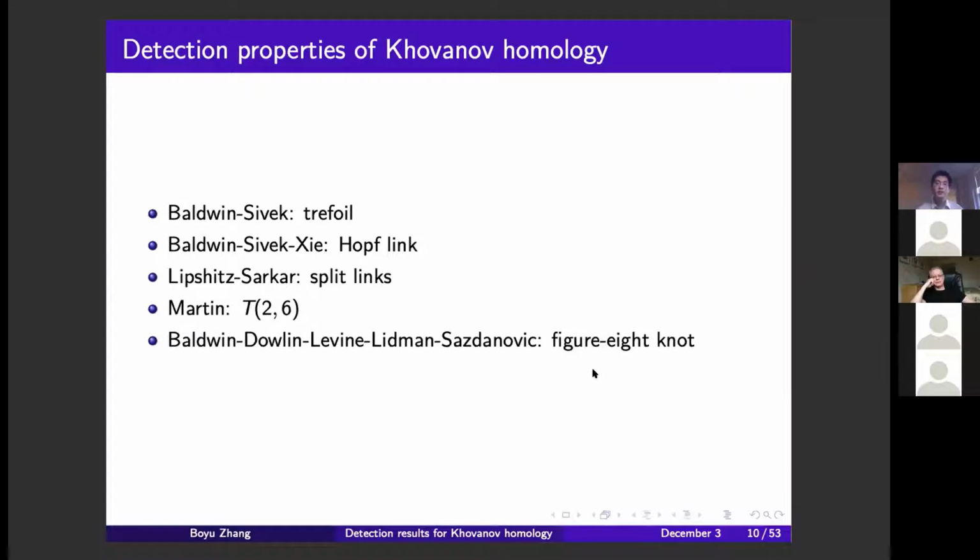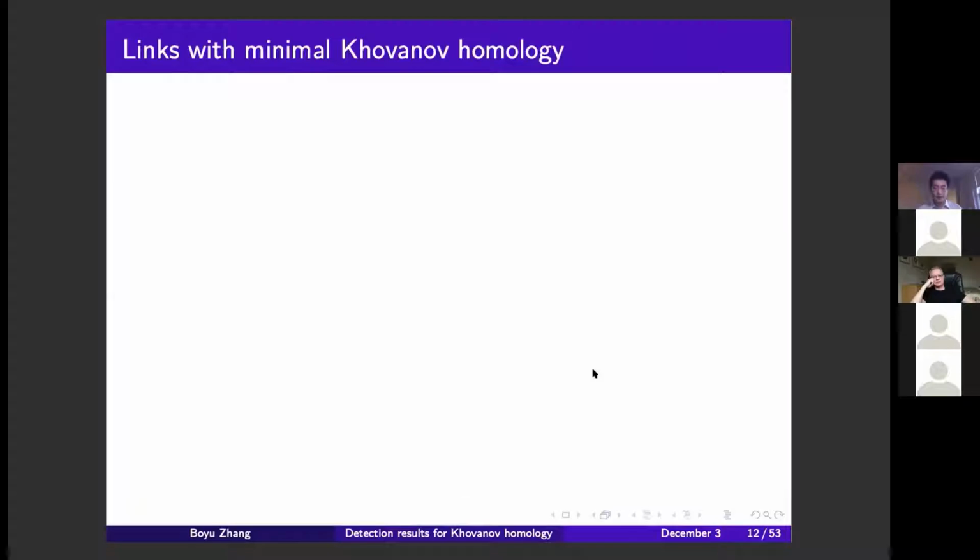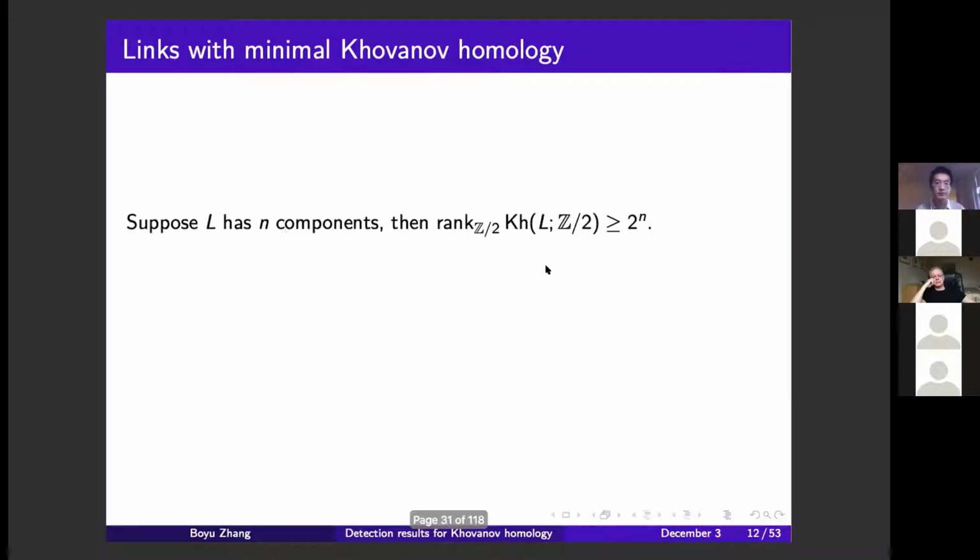So the main result that I would like to present today discusses a detection property when the link has minimal Khovanov homology. So a general property of Khovanov homology is that if we have a link L that has n components, then the rank of its Khovanov homology is at least 2 to the n.